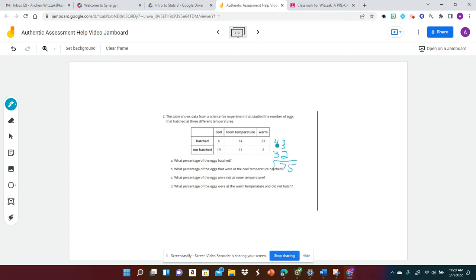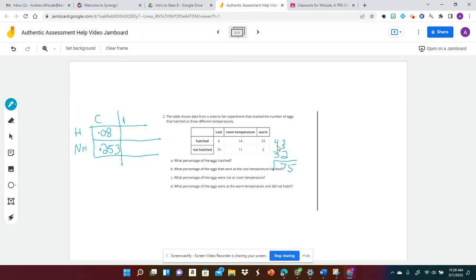So now to remake that table, I'm just going to put hatched and not hatched. And we're going to make this by changing those into percentages. So I'm going to write C for cool. I'm going to do 6 divided by 75, which is going to give me 8% or 0.08. Then down here, I'm going to do 19 divided by 75, and that gives me 0.253 or about 25%.